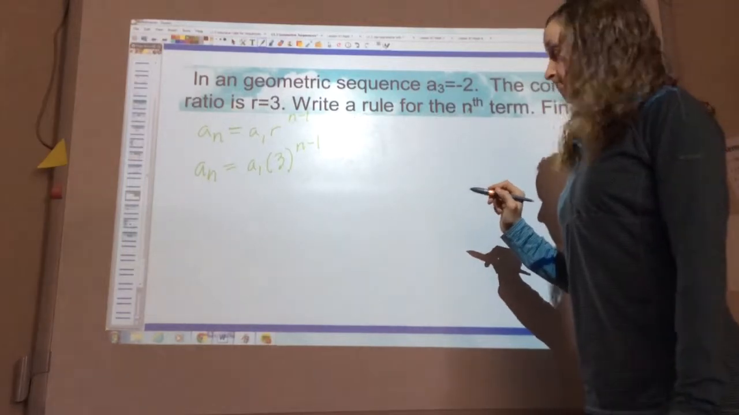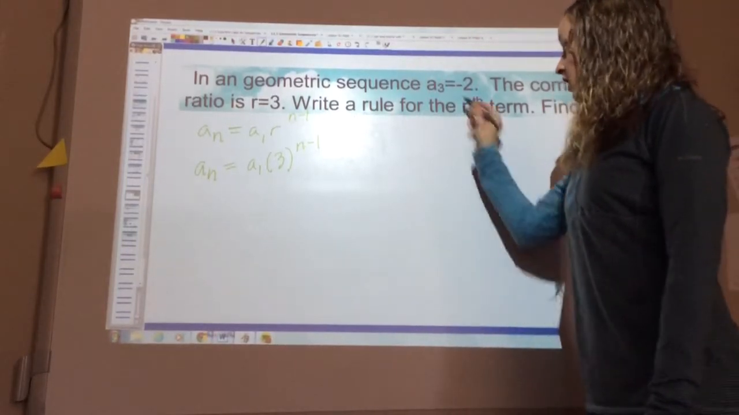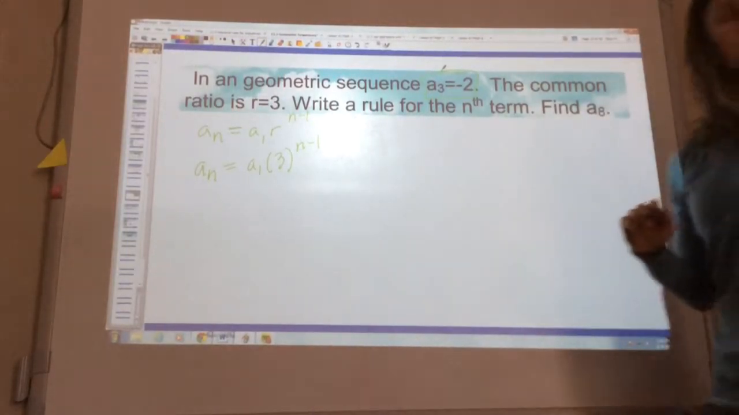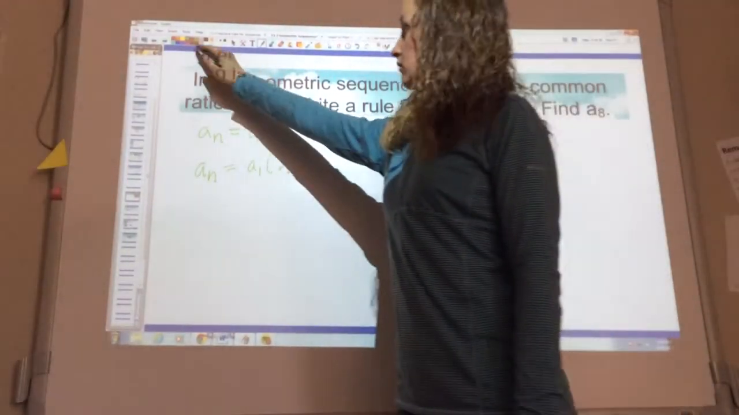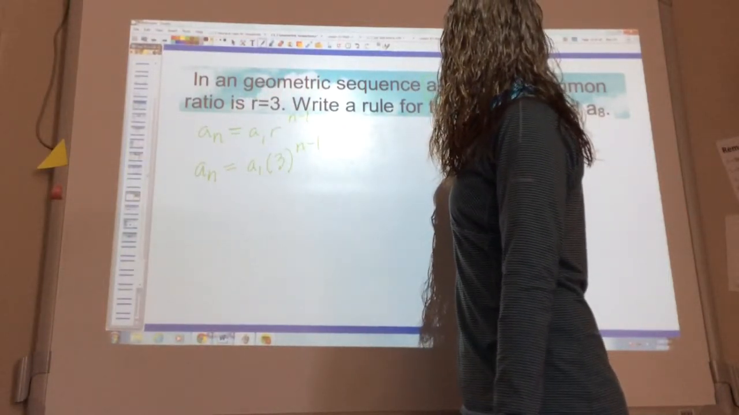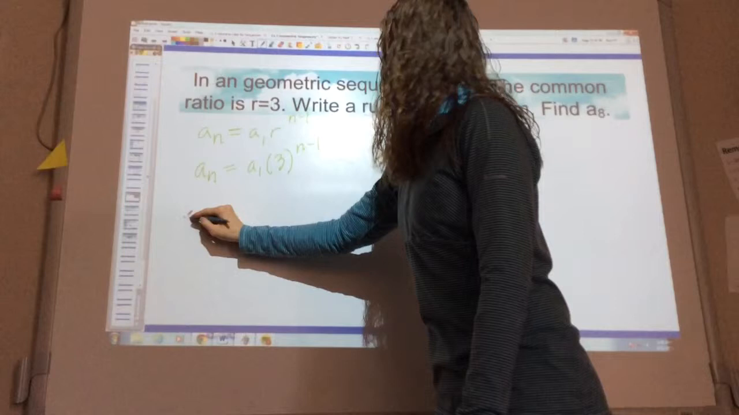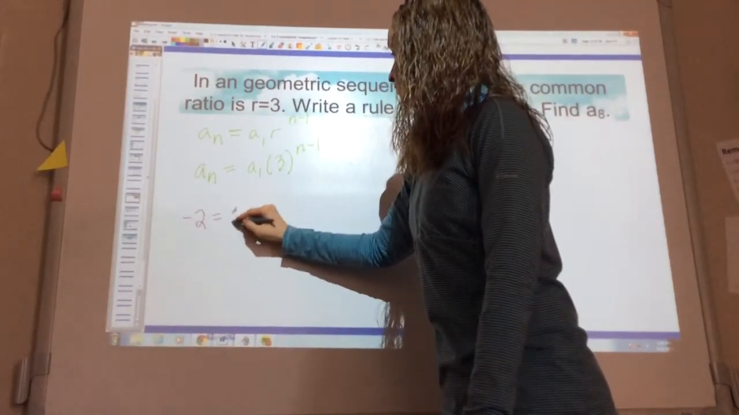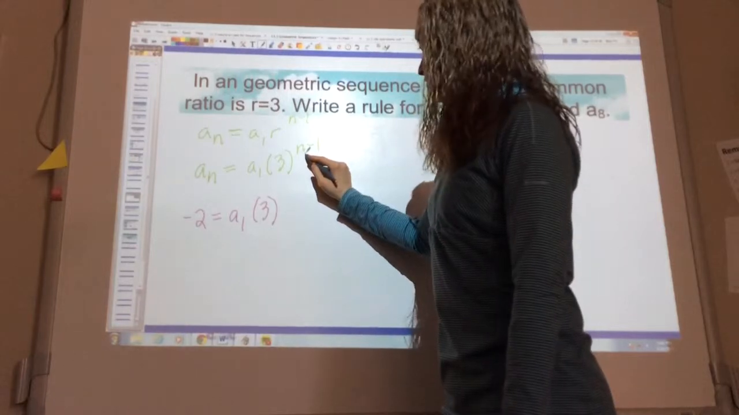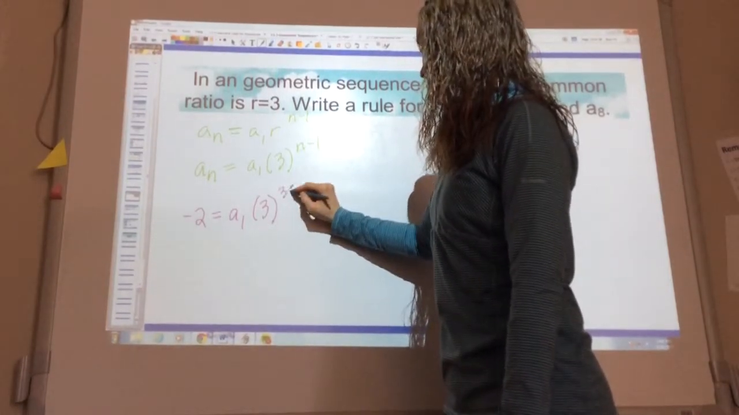Hmm. No, but we know our third. Okay, who could explain a way that we could figure out our first term then? You put 3 in for n and -2 in for a sub n. Okay, so this is n, this is a sub n. So we're going to go -2 equals, we don't know that, we know this, and we know that n equals 3. Cool.